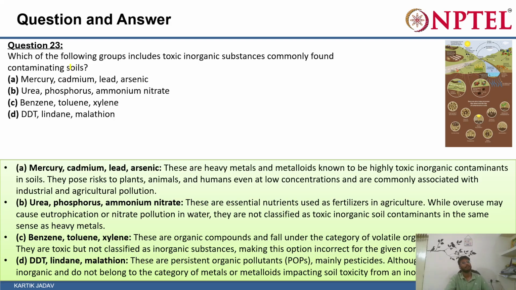Question number 23. Which of the following groups includes toxic inorganic substances commonly found in soil? Those are all the heavy metals, generally mercury, cadmium, lead, arsenic, nickel, copper, chromium, all of which are inorganic toxic compounds. Option A is correct. We know that the others are fertilizers, some related to nitrogen, some to phosphorus. Benzene and toluene are volatile organic compounds, and DDT, lindane and malathion are pesticides that we use in agricultural fields.